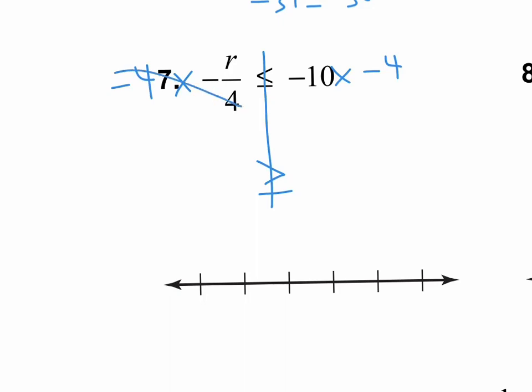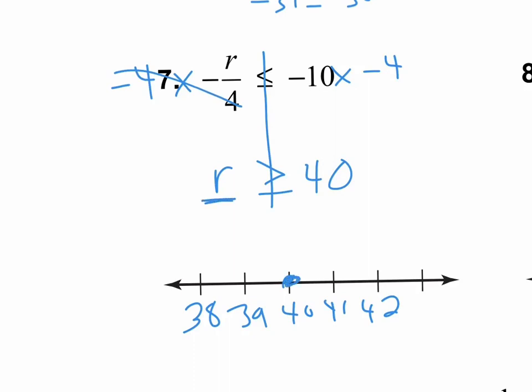Okay, these cancel out. We get R over here. A negative times a negative is a positive. So I'm going to get 40 because 10 times 4 is 40. So I'm going to do 40, 41, 42, 39, 38. Okay, 40 has a closed circle, and then R is on the left side, so we can go ahead and use our arrow rule and draw it, and it should go this way.